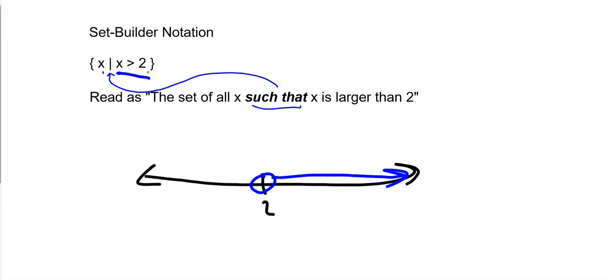So set builder notation says all the x values that are larger than 2. So it does not include 2. That open circle means anything bigger than 2, 2.0001, like just barely bigger than 2, would be part of that set, but 2 is actually not part of that set. So it's considered an open circle there.